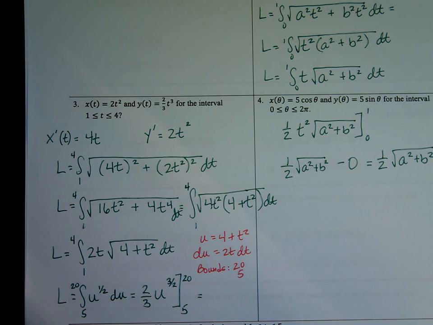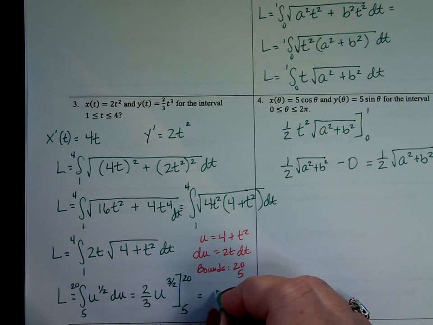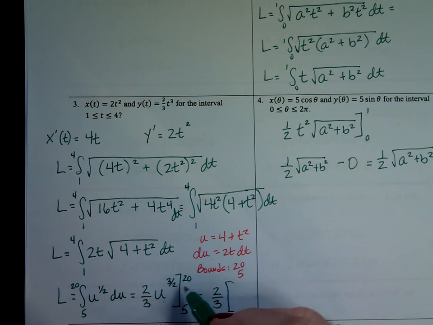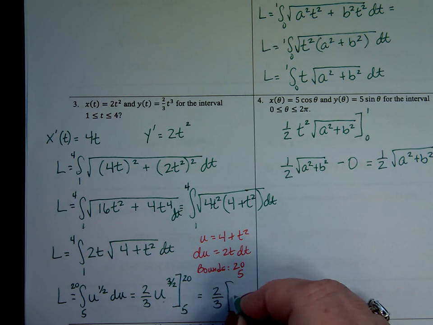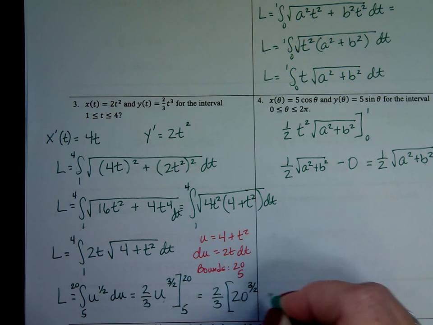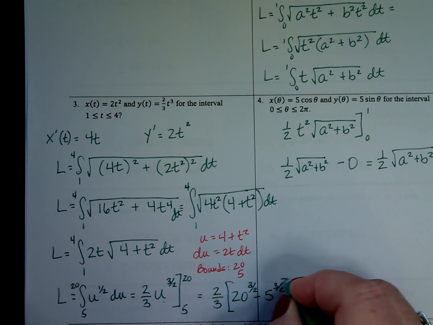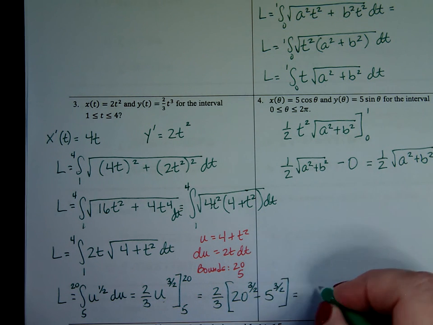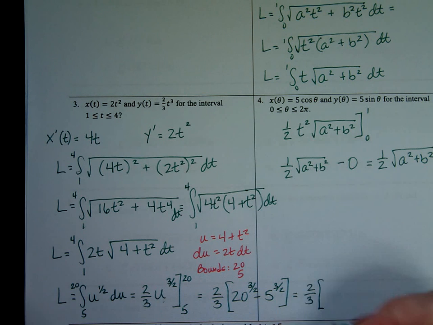Woo, then it's just a matter of evaluating it. So let's see, I've got 2/3 on the outside. If I put a 20 in here, 20 to the 3/2. I'll leave it that way. If I put a 5 in, I've got 5 to the 3/2. 2/3 is on the outside. It's the inside that gets messy.